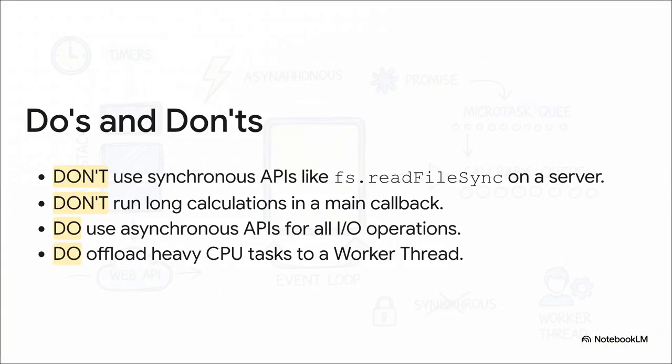So think of this slide as your new set of rules for writing awesome non-blocking code. The main idea is just never make that main thread wait. That means no long calculations, no synchronous file reads, no synchronous crypto operations on your server. Always use the async versions for I/O. And if you have a genuinely CPU-heavy task, offload it to a worker thread. Keep that main loop free and clear to handle incoming requests.